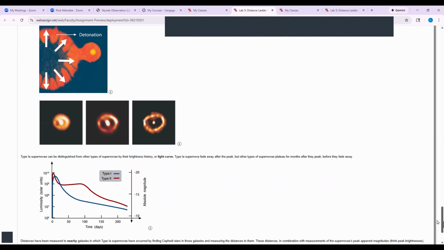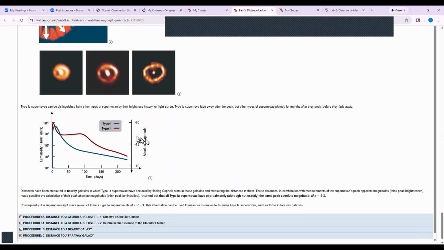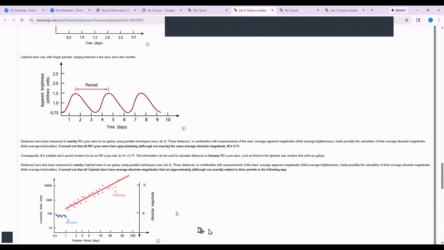Looking through the graph that we have, we have identified two types of supernovas, type I and type II. Type I is blue. It means that suddenly the brightness, the luminosity, goes up, and then we have a hump over here, and then it decreases slowly to a lower luminosity. As you see, we have luminosity here and absolute magnitude. We don't talk about the other items.